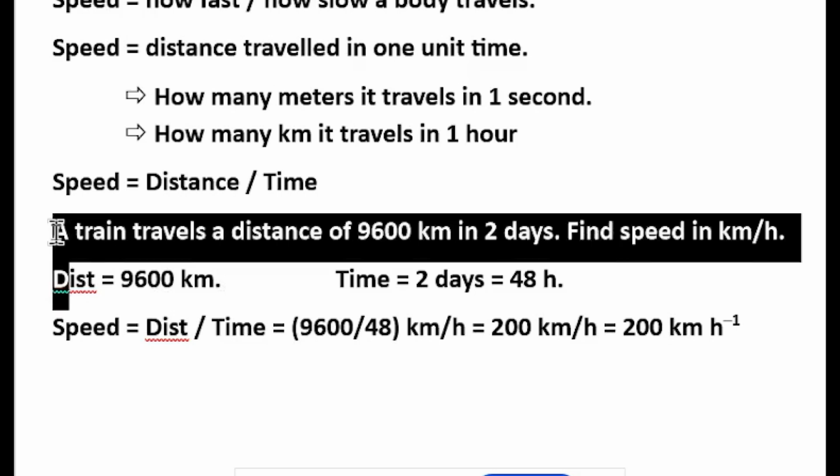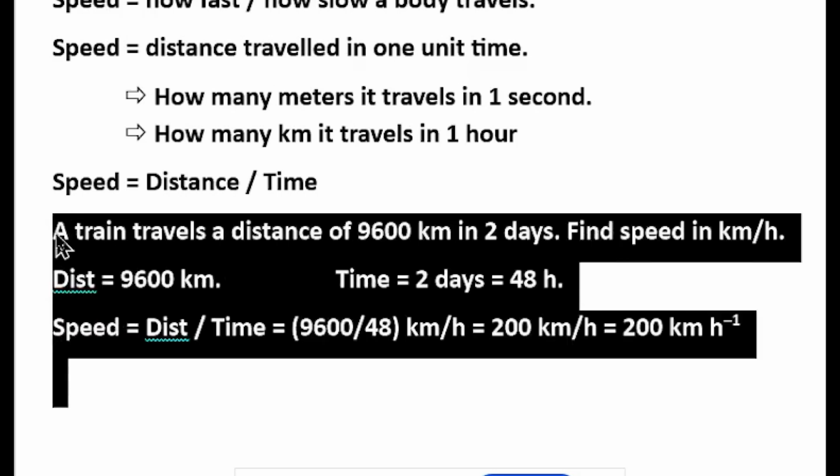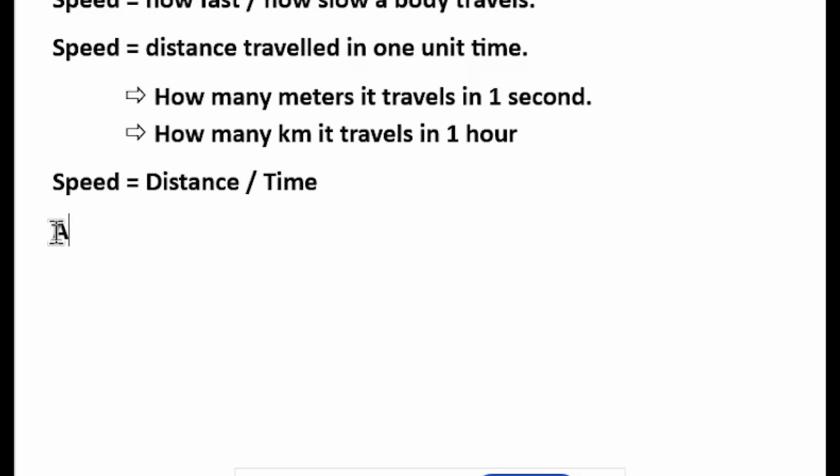And if you want it in meters per second, then, a cycle travels 1500 meters in, say, 30 minutes.